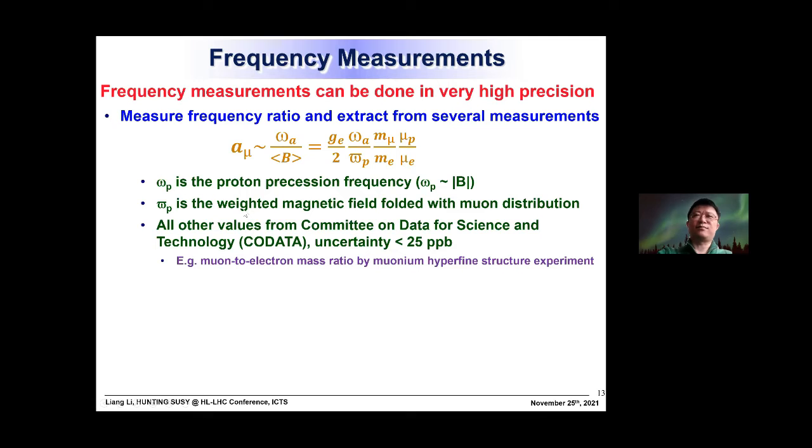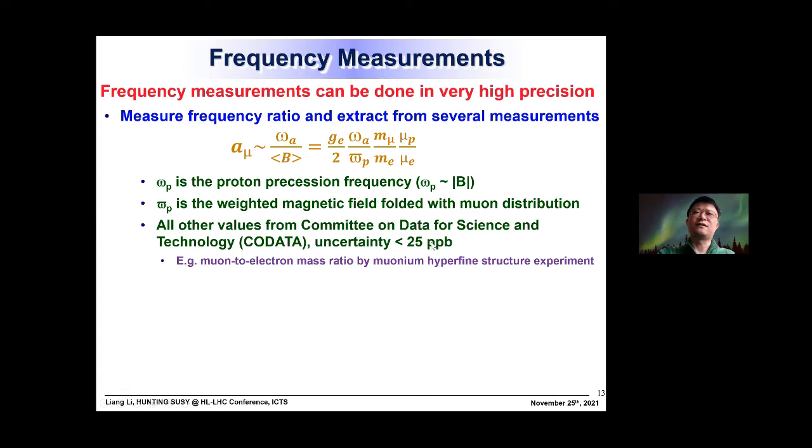Omega A is the anomalous precession frequency I explained. And what about omega P? Well, omega P is actually proportional to the magnetic field. It's like the proton precession frequency, and you use that to measure the amplitude of the magnetic field. So you still write it in this way, but you're actually measuring a field, right? And the rest are just constants or better measurements from other experiments.